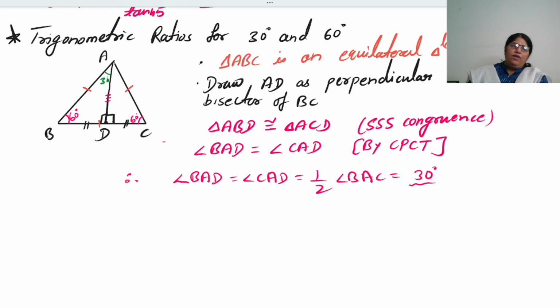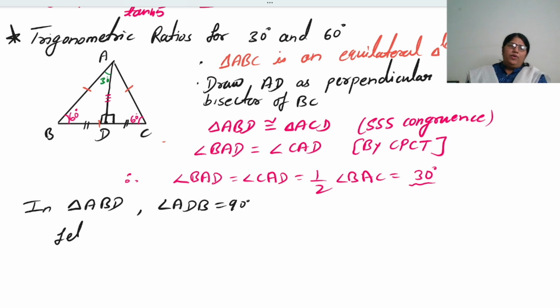right? So which triangle are you going to consider? Either one. Either you can take triangle ABD or triangle ACD. I am considering triangle ABD. Now in ABD, angle ADB is 90 degrees. So we can use our trigonometric ratios, but none of the sides are known. How am I going to find the trigonometric ratios of 30 and 60 degree?